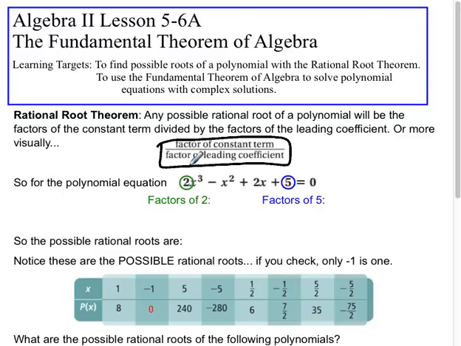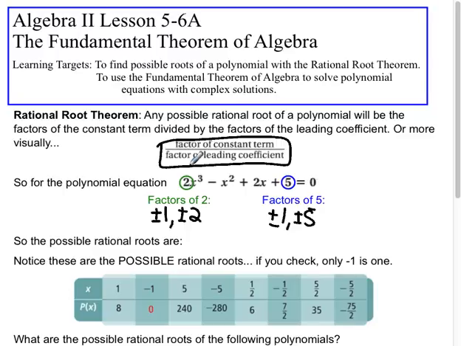So what does that mean? Well, it means we need to take the factors of 2. So the factors of 2 are 1 and 2. Notice I'm including negatives because negatives are technically factors of numbers as well. Factors of 5 are just 1 and 5. And now it says that the only possible factors come from those.